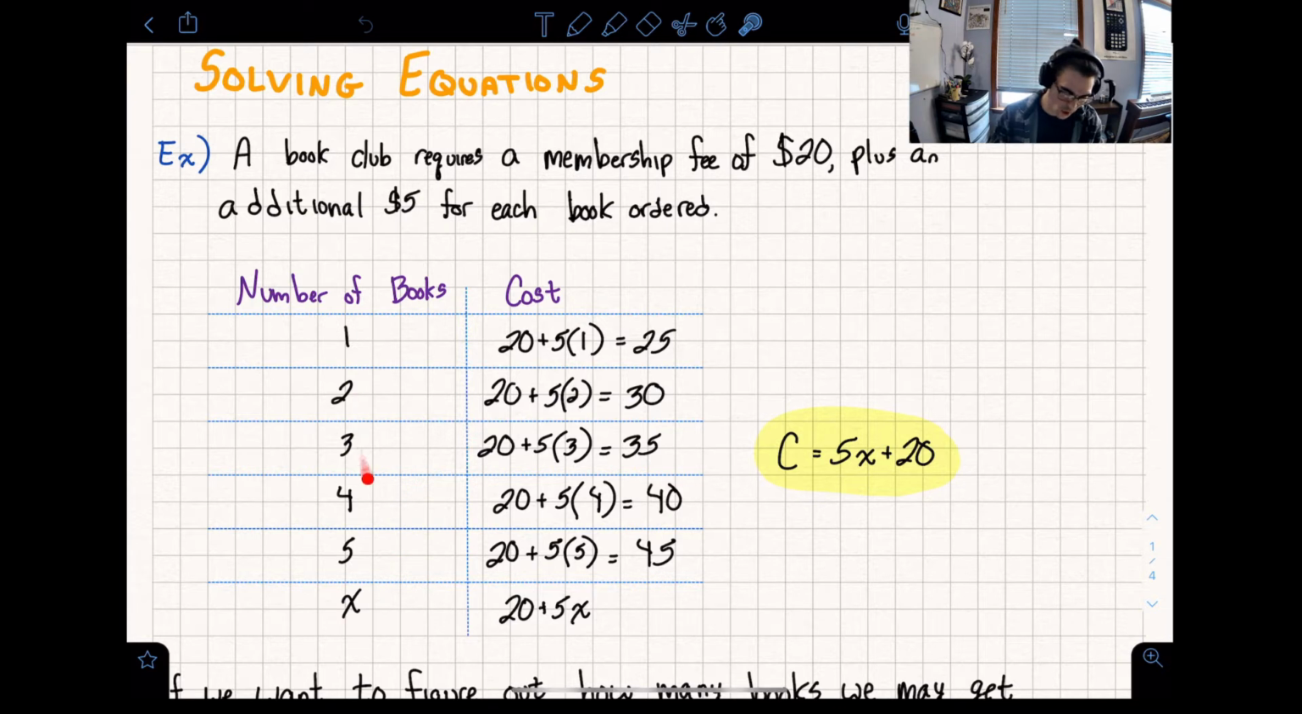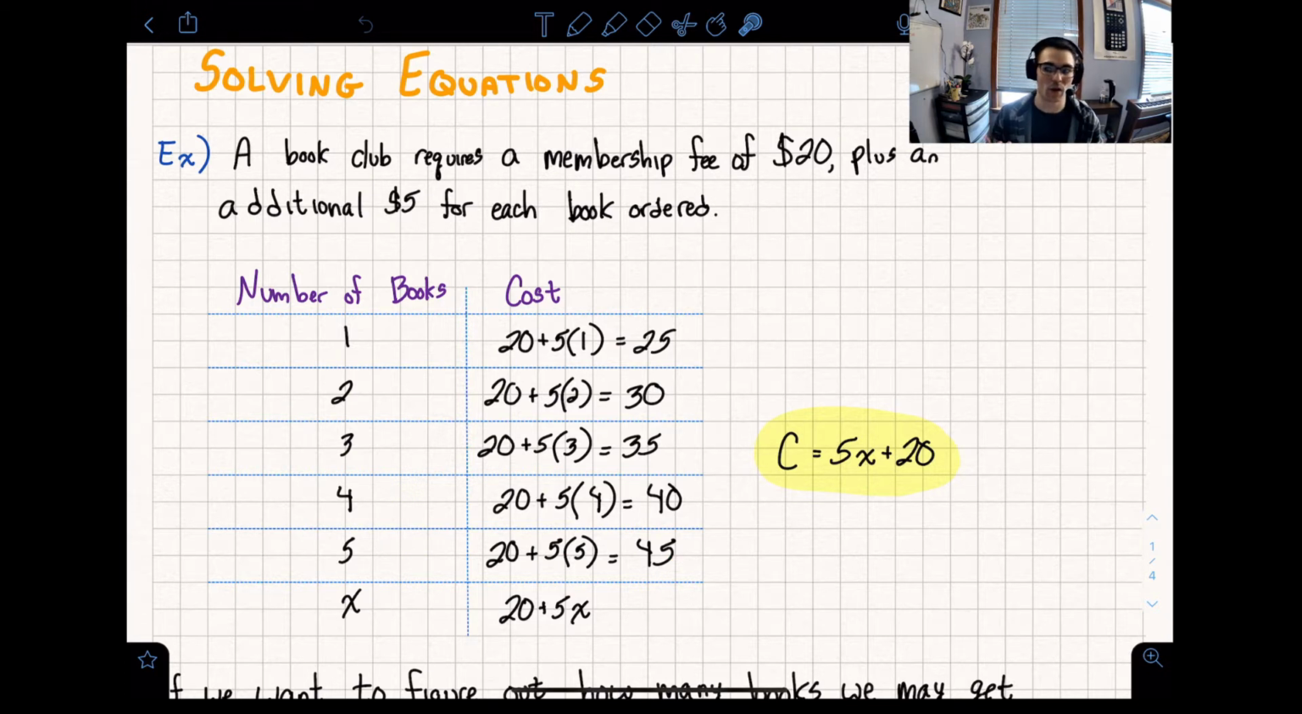And then we can keep going to find out what our cost is at different numbers of books. If we have 2 books in our book club, our equation is 20 plus 5 times 2, $30. 3 books, 20 plus 5 times 3, 20 plus 15, $35. 4 books, 20 plus 5 times 4, 20 plus 20, $40. And 5 books, 20 plus 5 books times $5, 20 plus 25, $45.